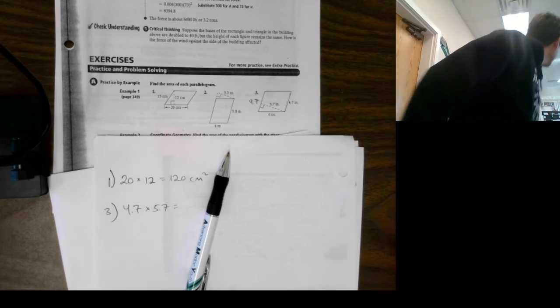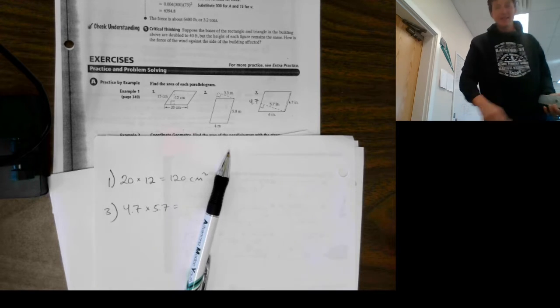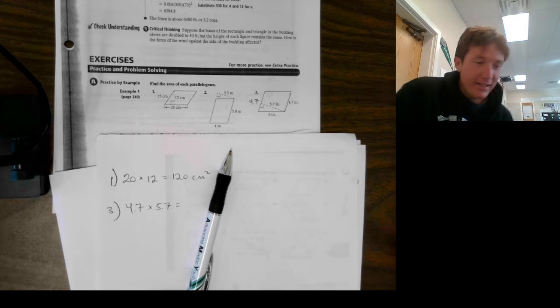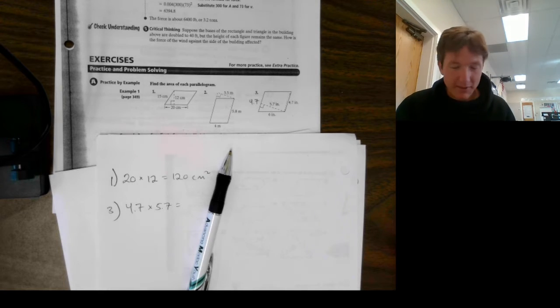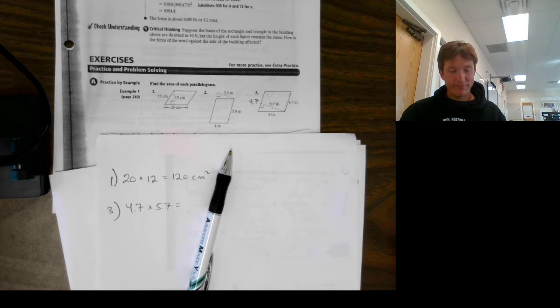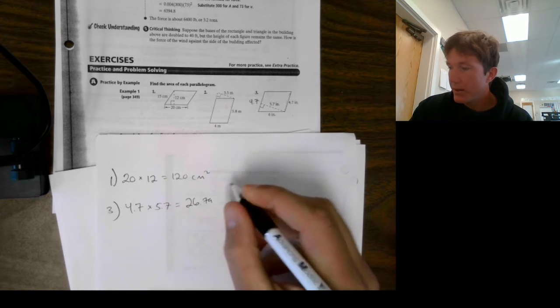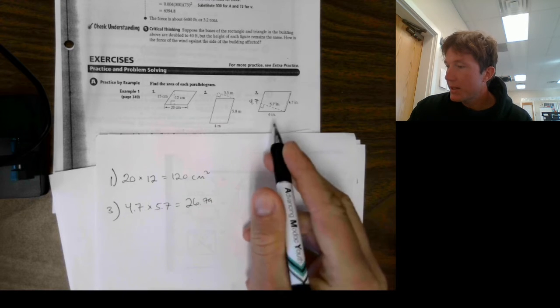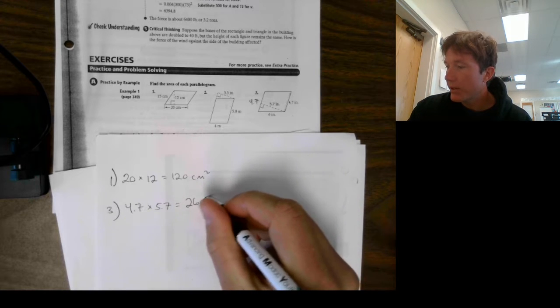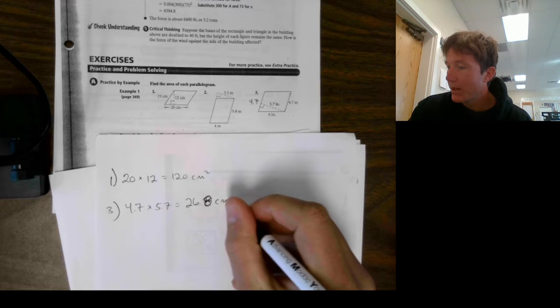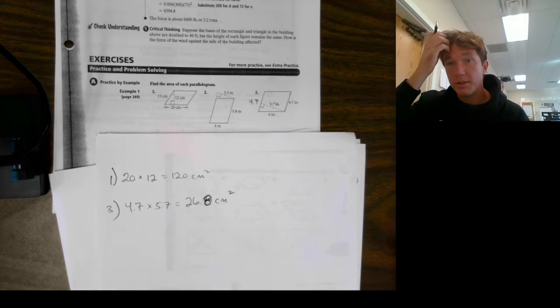All right, so get a calculator. 4.7 times 5.7 is 26.79. So they sig figs, they give you one significant digit. So we'll round up to one significant digit.